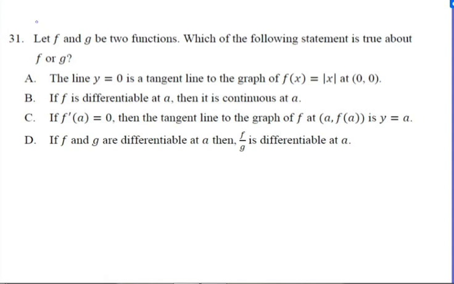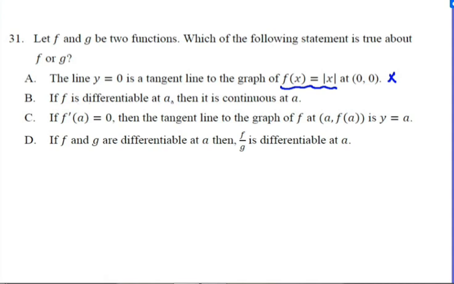Let f and g be two functions. Which of the following statements is true about f or g? The line y equals 0 is tangent to the graph of f of x equals absolute value of x at x equals 0. Basically, the graph of f of x equals absolute value of x has a sharp corner at the origin. Therefore, y equals 0 cannot be a tangent line. And it's not differentiable even at x equals 0. A is false. Let's check for the rest.